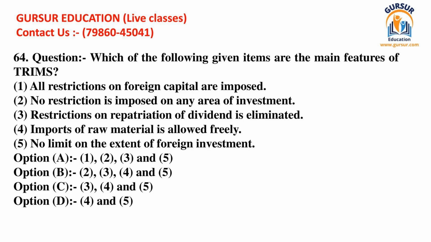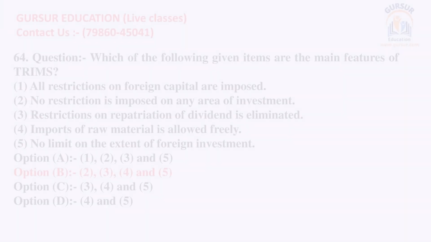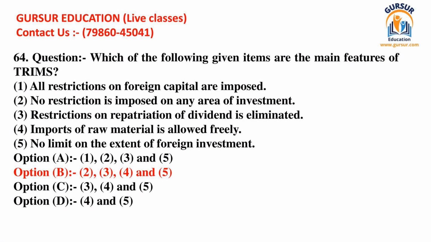The option A is 1, 2, 3, and 5. The option B is 2, 3, 4, and 5. The option C is 3, 4, and 5. The option D is 4, and 5. The right answer of the question is option B, and that is 2, 3, 4, and 5.